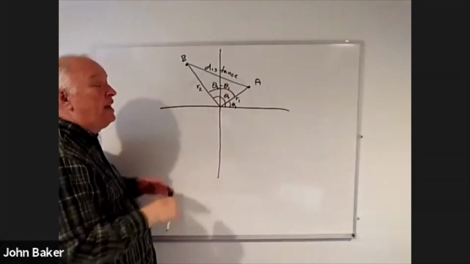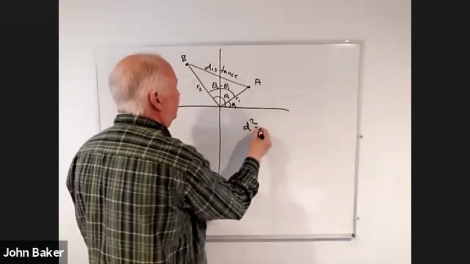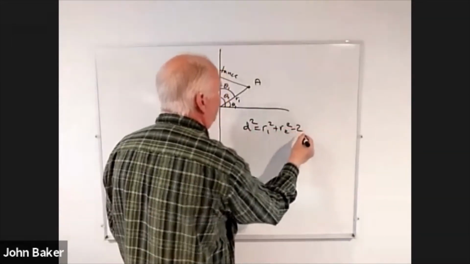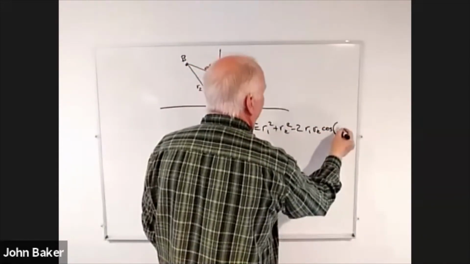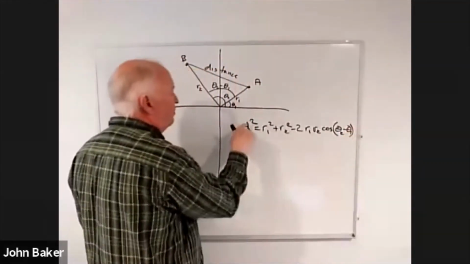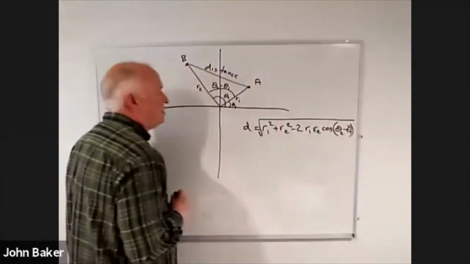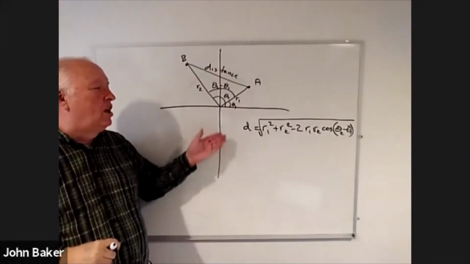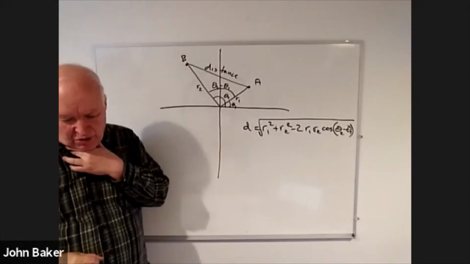Okay, so now we have the law of cosines. And so the distance squared will equal radius 1 squared plus radius 2 squared minus 2 radius 1 radius 2 times the cosine of theta 2 minus theta 1. And if I want the distance, I just take the square root of both sides. And there we end up using the law of cosines in order to find the distance between 2 points.